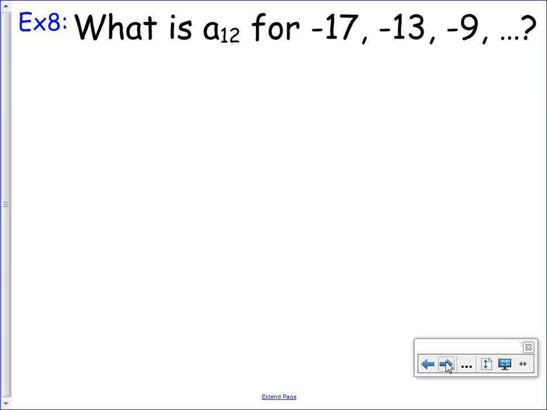Here we go. What is the 12th number? Now here's the deal. We know the first number. What's A1? Negative 17. What else do you know? What's the common difference? Yep. So we know our common difference. What's N? 12. We're looking for the 12th number, so N has to be 12.